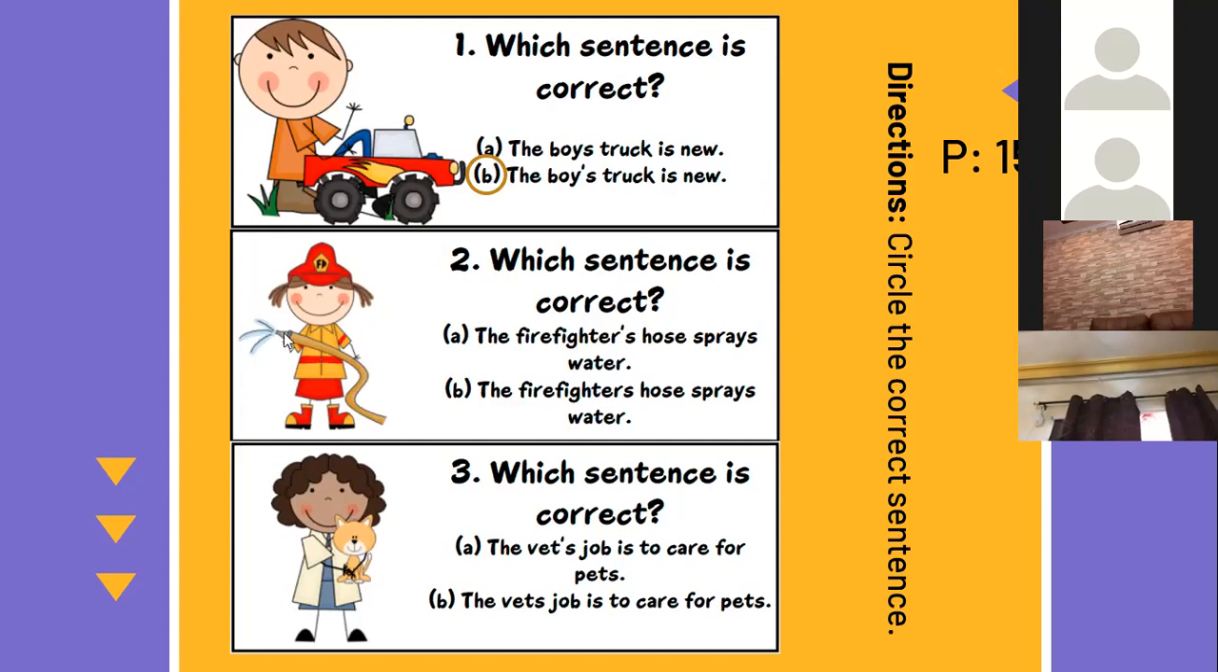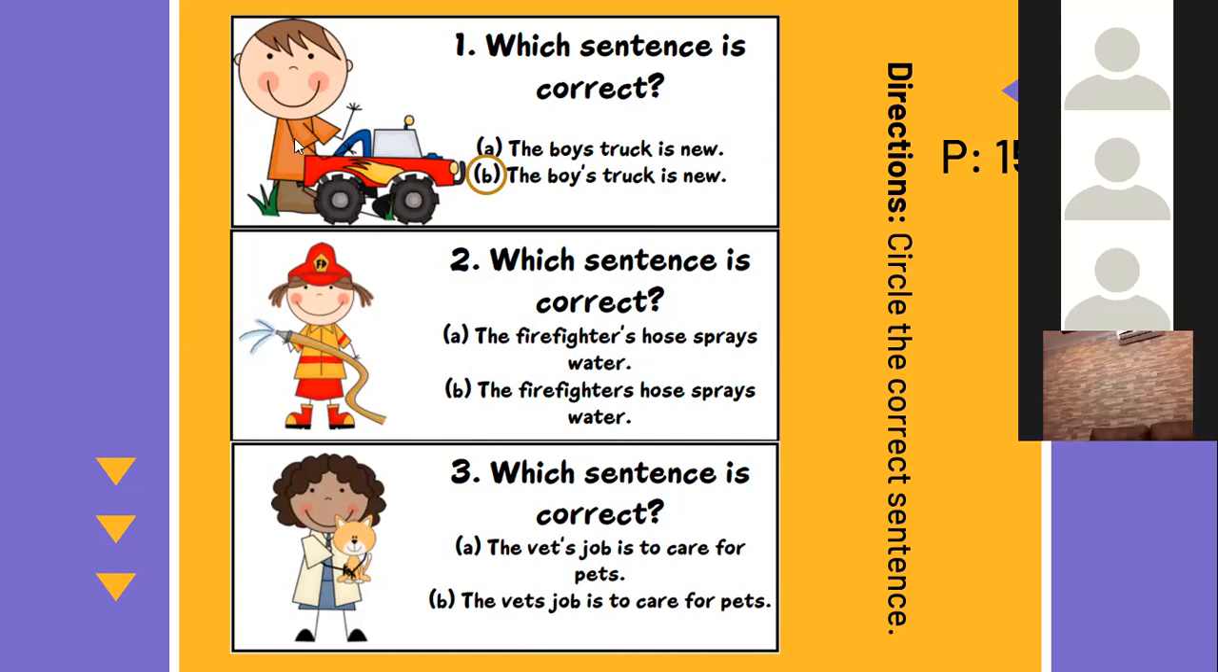Which sentence is correct? The first or the second? The second, B. B is correct. Can I help? Yes, help Ali. Okay, A, bravo. Finish. Okay, Ali Aysam Bazoon, number 3. The vet's job is to care for pets. Which sentence is correct? The first or the next? A or B? A, bravo.